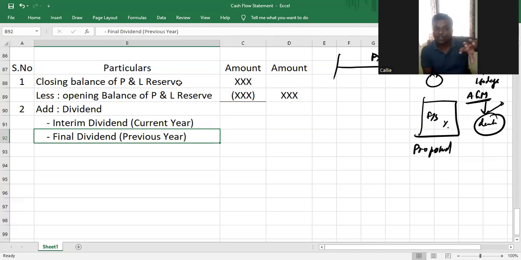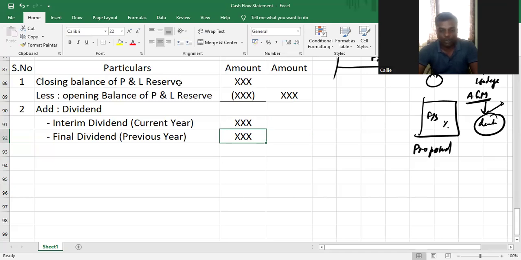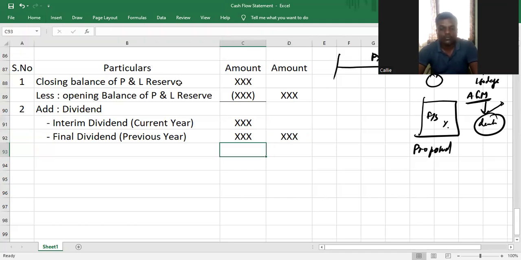Final dividend, we are talking about the proposed dividend of the previous year. Interim dividend means the current year interim dividend. Understood or not? So we add both of these numbers and add it to our figure in the outer column. Understood. Now dividend to preference shareholders is paid even before the dividend to equity shareholders is paid. That is why they call them preference shares. They have preferential right over dividend and repayment of capital.